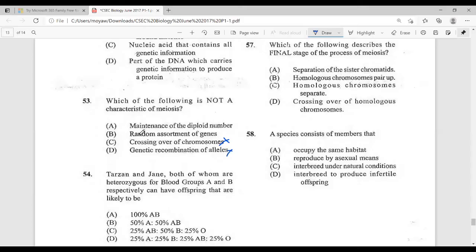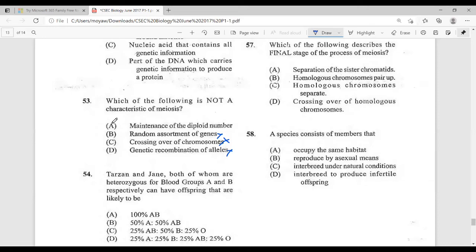So if we were to look at B now, random assortment of genes, this happens also in meiosis when the homologous chromosomes are divided into half to form their haploid. And this happens where there's a separation of genes. And it happens randomly, so nobody instigated the separation. And that's why this is also a characteristic of meiosis, because random assortment kind of goes back to crossing over. When the genes just cross, nobody dictates which genes is going to cross, but it just happens.